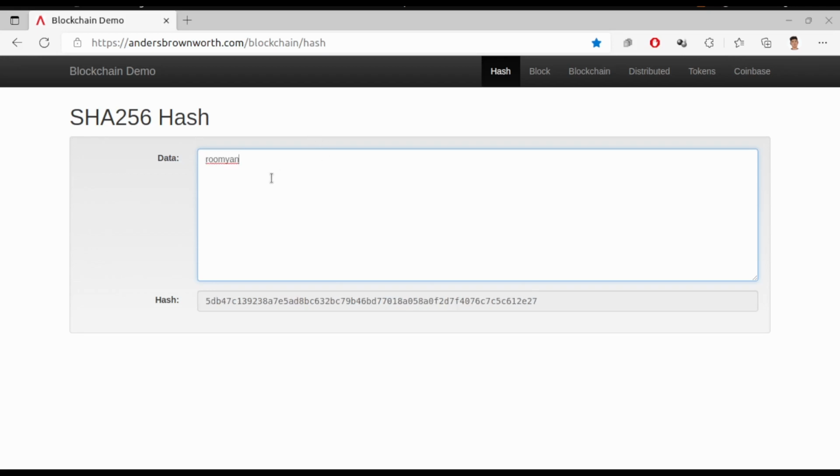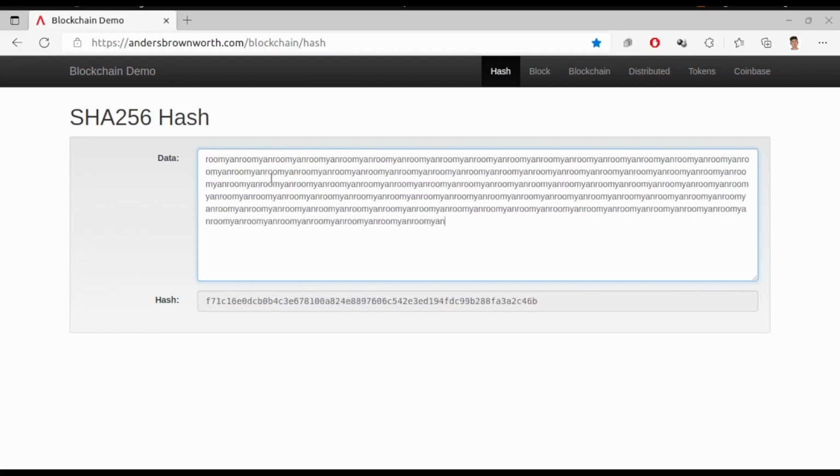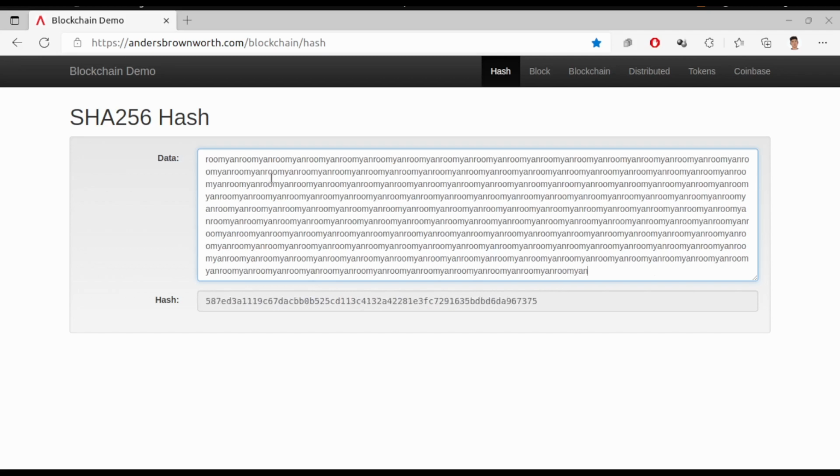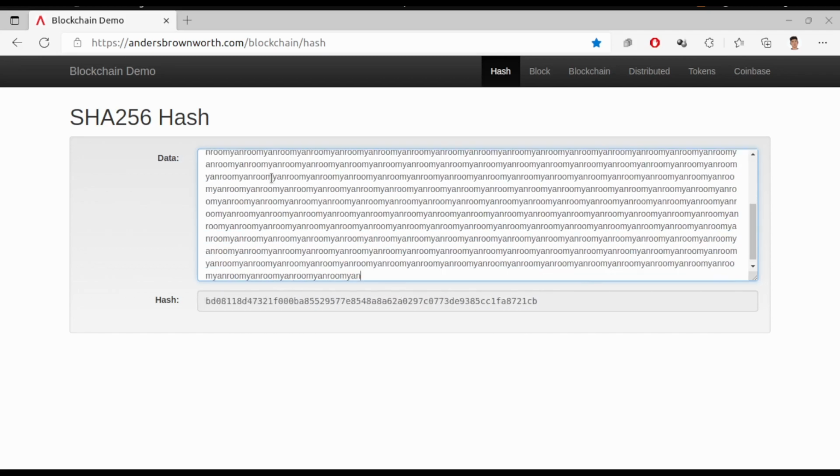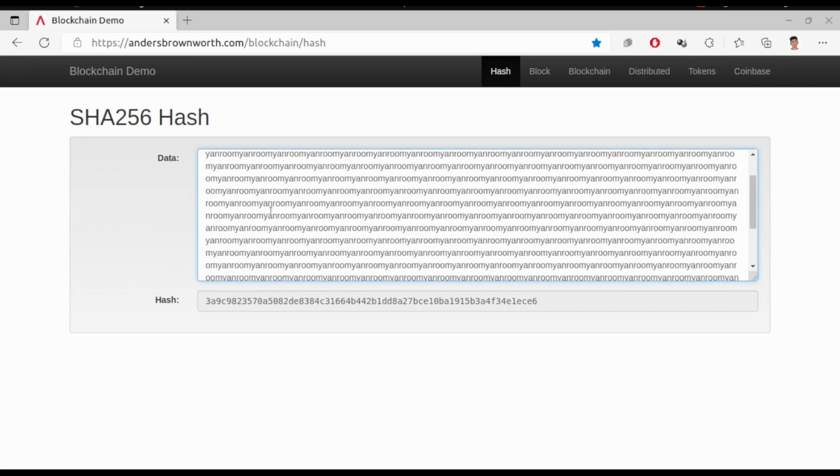And another property of hash is, no matter the size of data, the length of the hash is always 64 characters. It doesn't matter what the size is, the hash is always 64 characters. Okay, so this is all about hash, I guess.